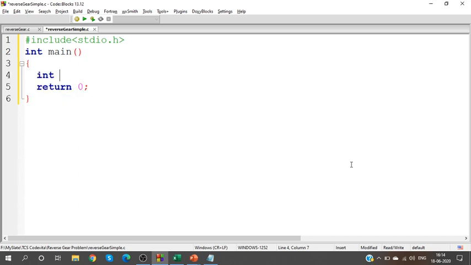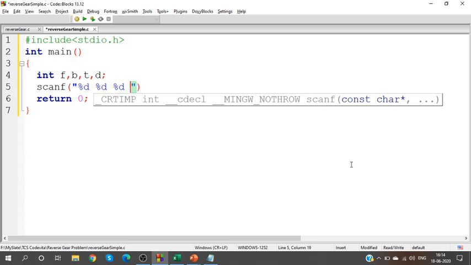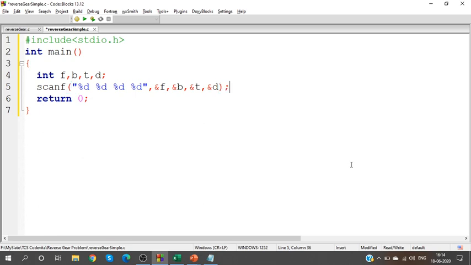So we'll have four inputs: forward, backward, time and distance. Scan the values: forward, backward, time and distance. Yes. So now I'm telling you, based on this data, we can calculate some data. What are the data that we can calculate?